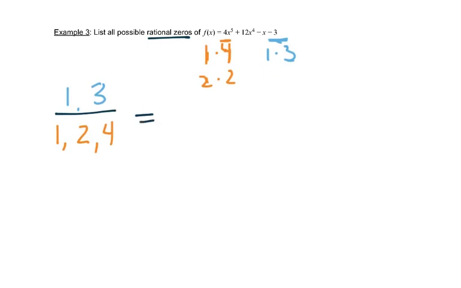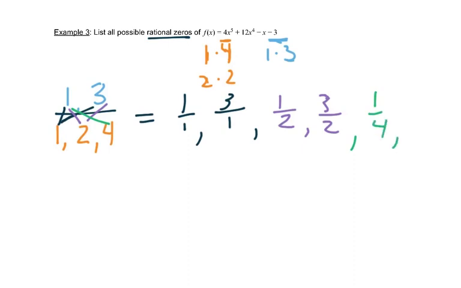So now we'll look at all the possible combinations. So we could have 1 over 1, 3 over 1, and then we'll use this 2. So we'll have 1 over 2 and 3 over 2. And then we'll use the 4. We could have 1 over 4 and 3 over 4. So we'll simplify that now to get our complete list.